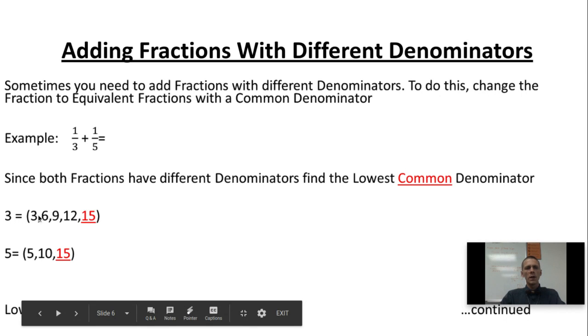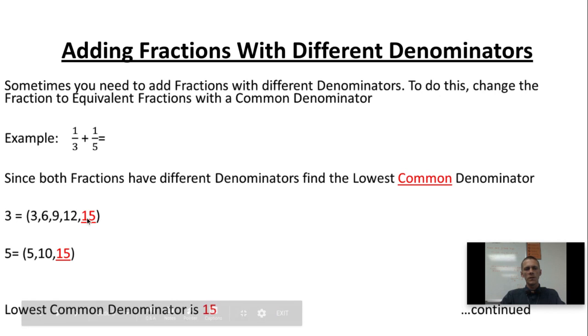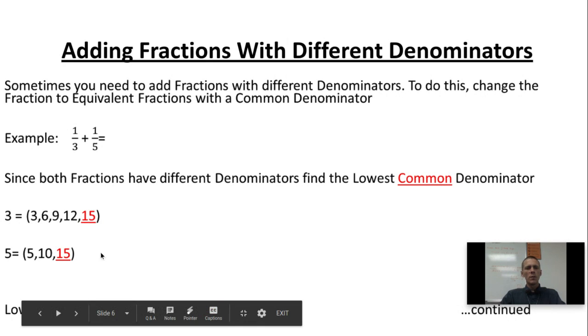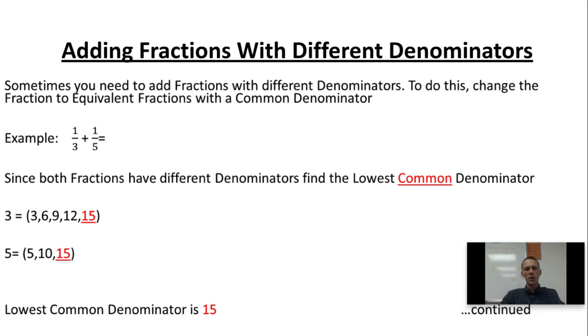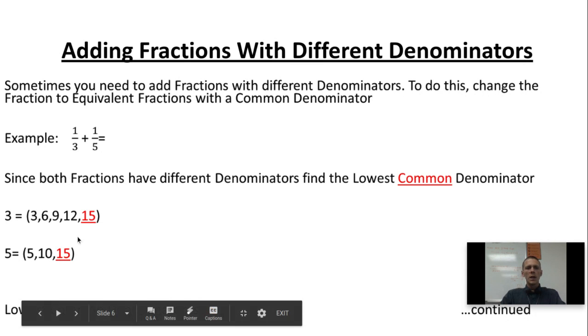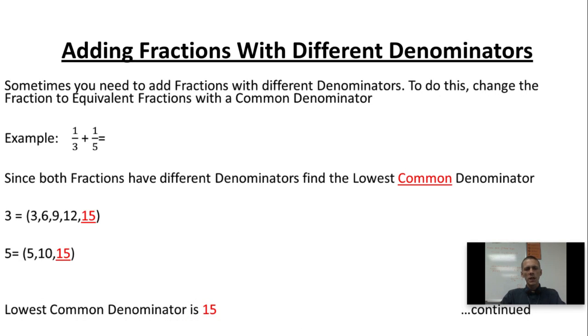So here's 3: 3, 6, 9, 12, 15. Now for 5, the multiples of 5 are 5, 10, 15, 20, 25, 30, and you can keep going. So what you need to do is just find the lowest number that these both have in common. So for this case, it's going to be 15.